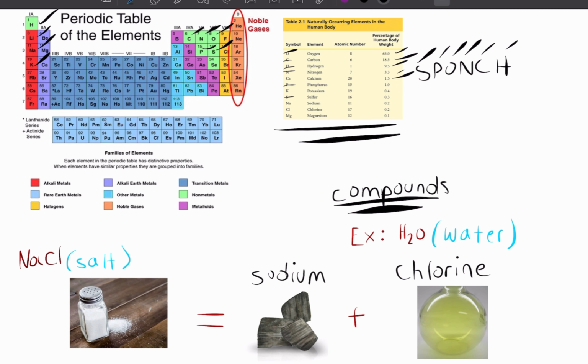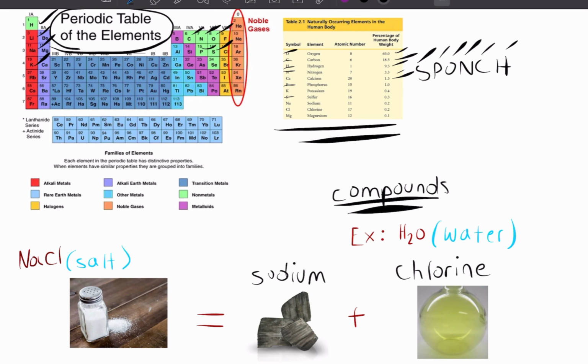So I want to go back to the periodic table and kind of explain how there's actually 92 naturally occurring elements that scientists have identified. And again, this is organized by something called the periodic table, right?